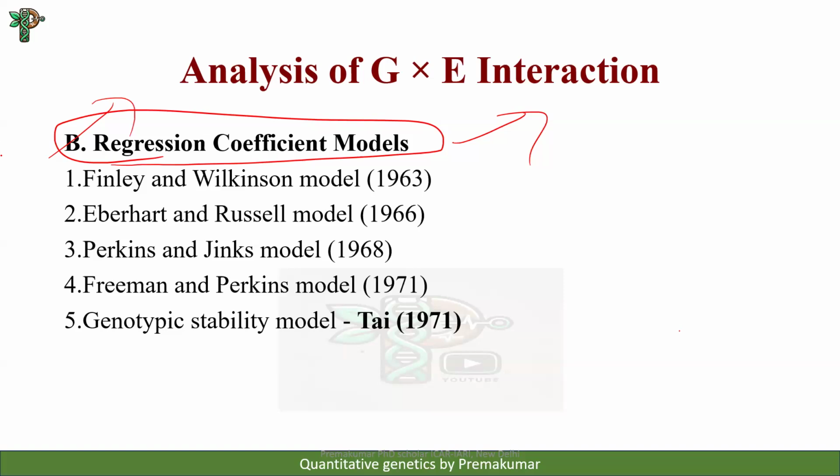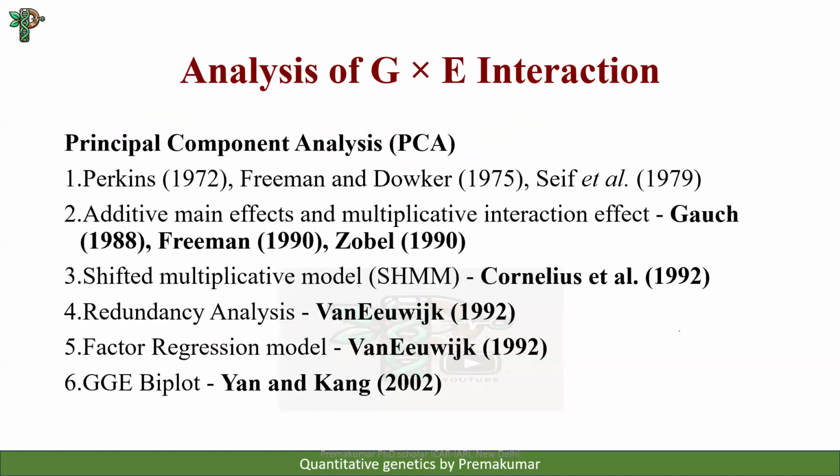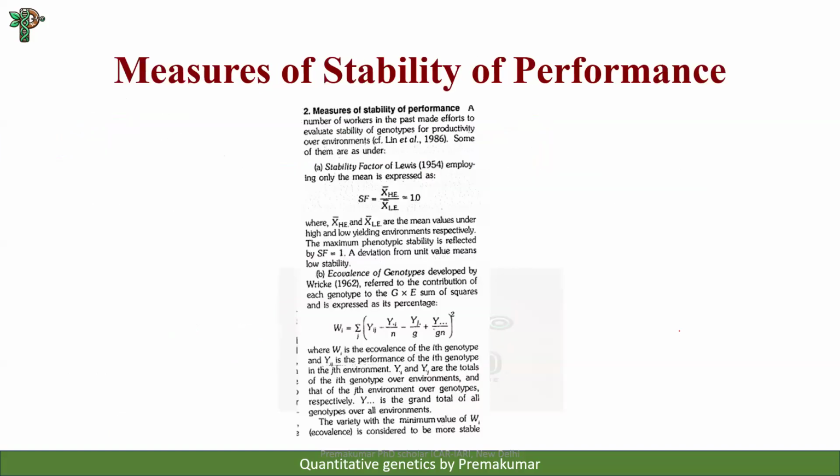One model is called Finlay-Wilkinson, and the Eberhart and Russell model, Perkins and Jinks model, and Freeman and Perkins model, and the genotypic stability model. Then another model is called principal component analysis. Also, we can use the shifted multiplicative model, redundancy analysis, factorial regression model, and GGE biplot model. Anyone we can use. Then, as I told, the stability model and equivalence model are very important.